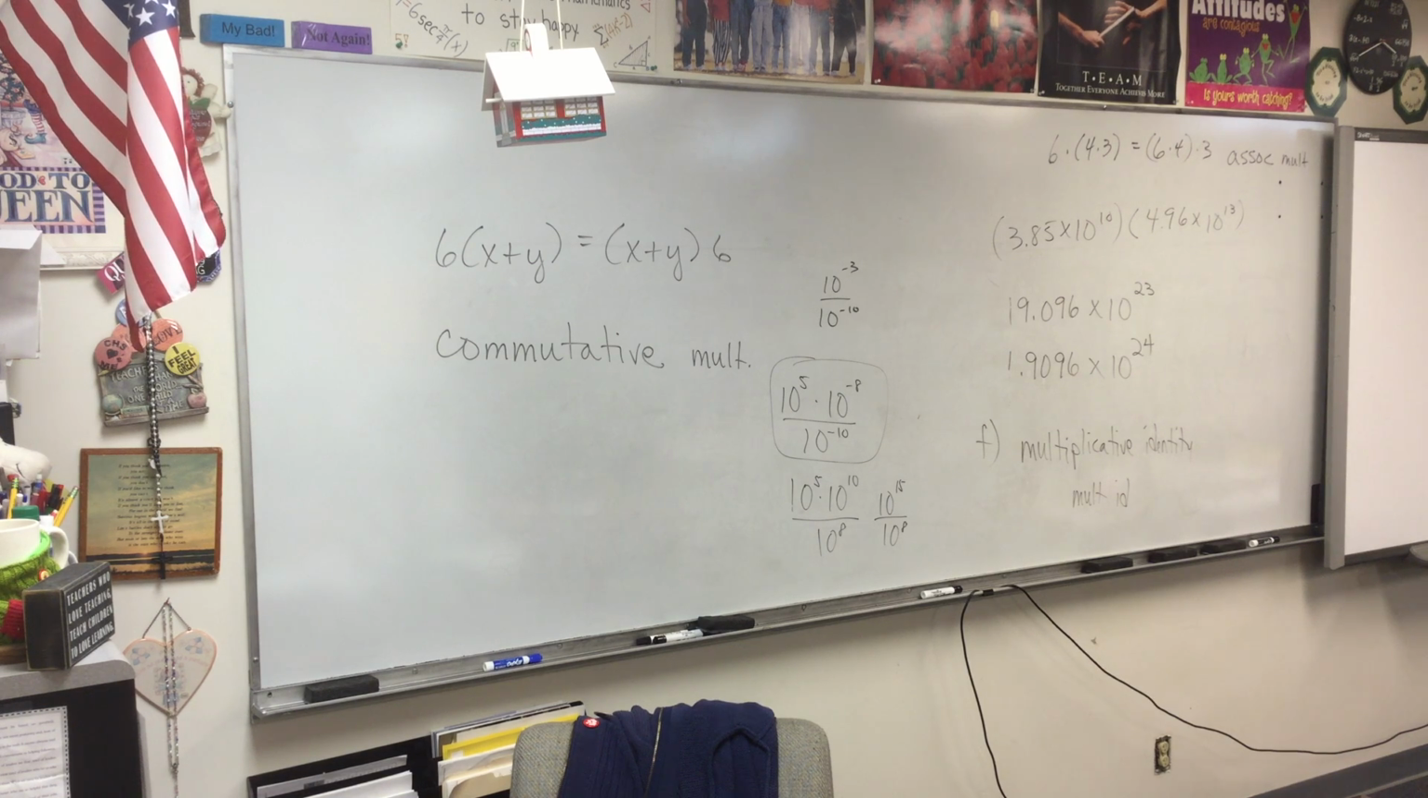Did we do D yet? Additive identity. D is called the additive identity. If you add 0, you get the identical thing. Additive identity.